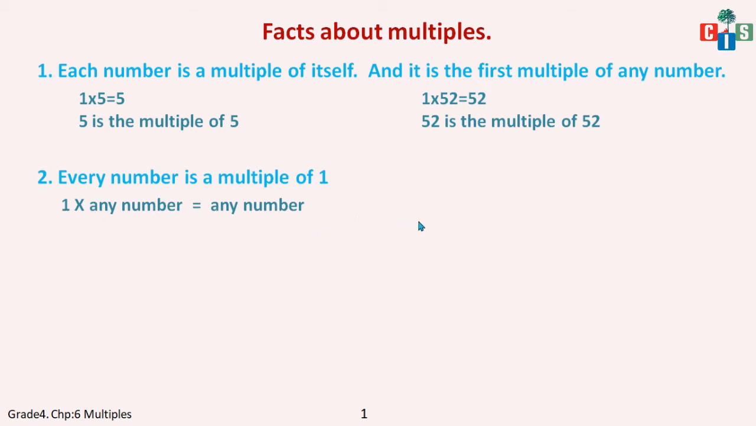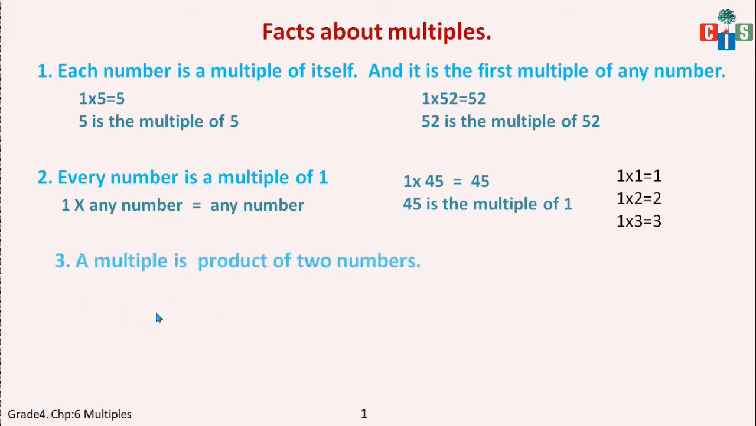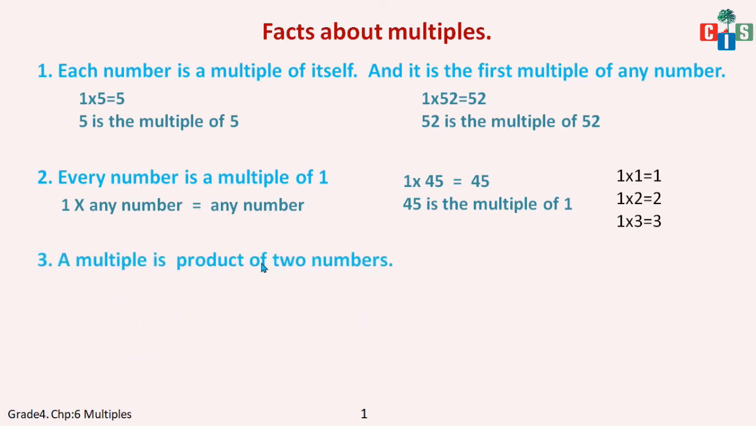That's the statement. Okay, now the other example, that is 1 multiplied by 45 it will give me 45. So I'll say every number that is 45 is the multiple of 1. And 1 multiplied by 1 is 1, 1 multiplied by 2 is 2, 1 multiplied by 3 is 3. Now you can see every number is a multiple of 1. Fine. The third fact is a multiple is a product of two numbers.